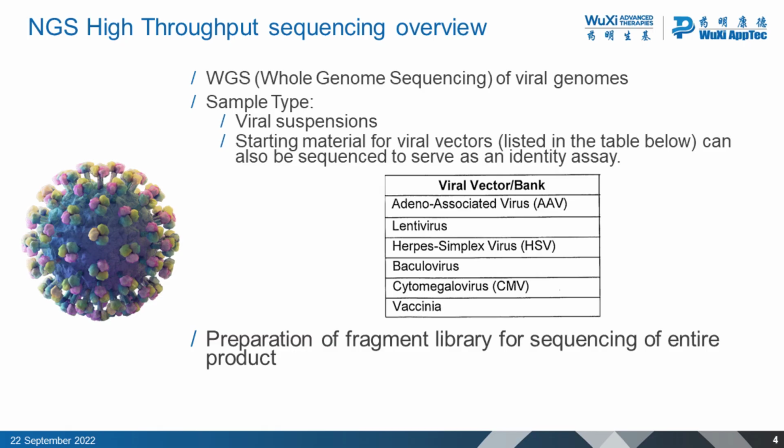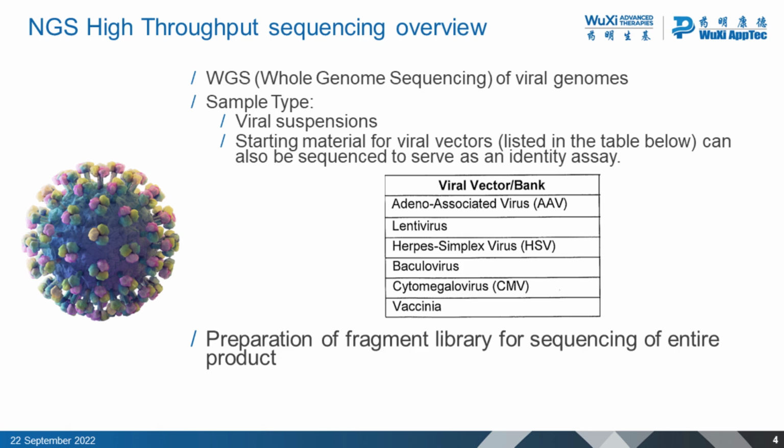So as I mentioned earlier, the methods are robust and are flexible and can sequence different samples. They can definitely sequence for whole genome sequencing lentiviral and adeno-associated viral vectors. We can also sequence the starting material used for the manufacturing of such viral vectors. For example, herpes simplex virus, baculovirus, or CMV.